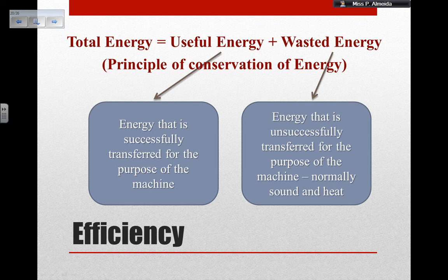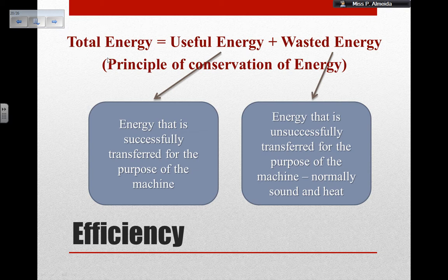Now, remember that the principle of conservation of energy tells me that energy is never created or destroyed. It is simply converted from one form to another. So that means that the total energy that I put into a system comes out. It's just that it comes in different forms.